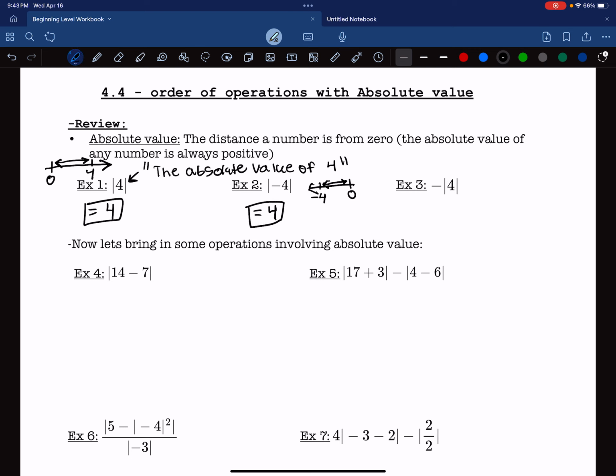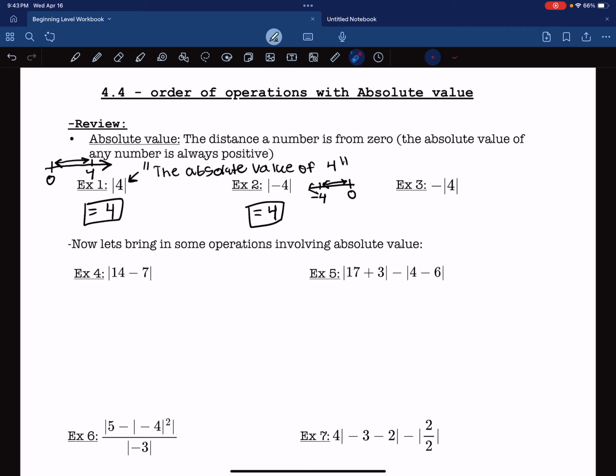And the reason why absolute value specifically is always positive is that you can never have a negative distance. Because if you have a negative distance, that means it doesn't exist. So that's why absolute value is always positive. So the absolute value of 4 and -4, that's why they're the same. Because the distance of 4 to 0 is 4, and the distance of -4 to 0 is 4.